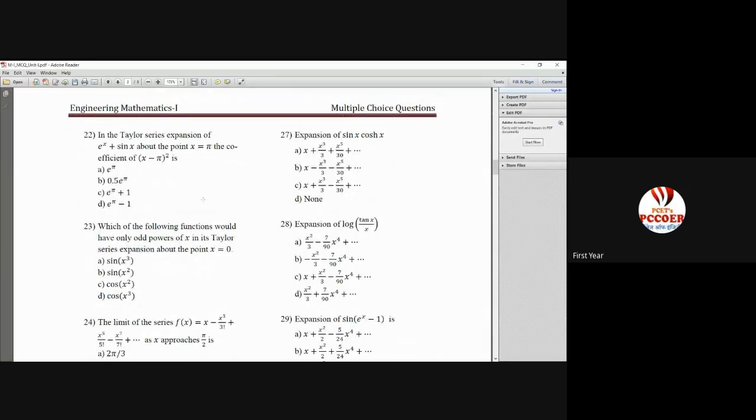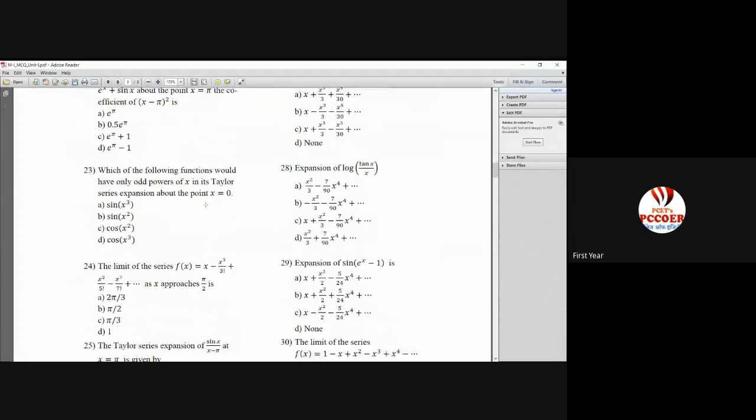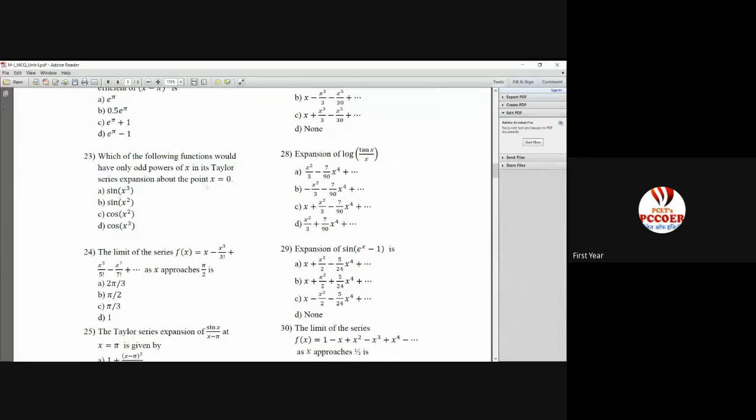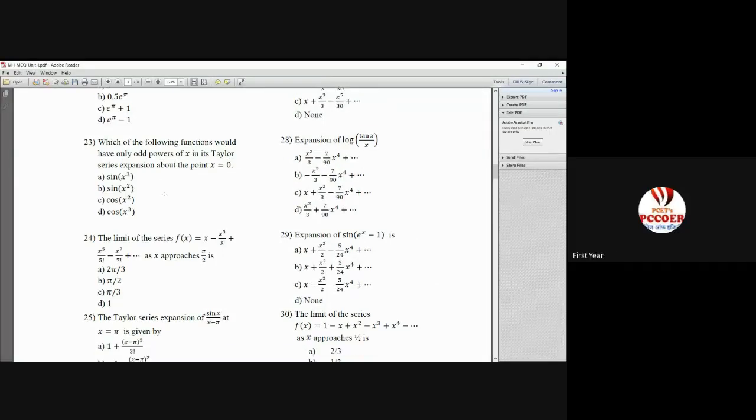Question number 23. Which of the following functions would have only odd powers of x in its Taylor series expansion? Answer will be A. Sine is an odd function, cube. Correct. But x square is an even function, so even if the power is odd, it will still become even. And cos is obviously on its own an even function. So B, C, D will not be the answer. A will be the answer. Okay.